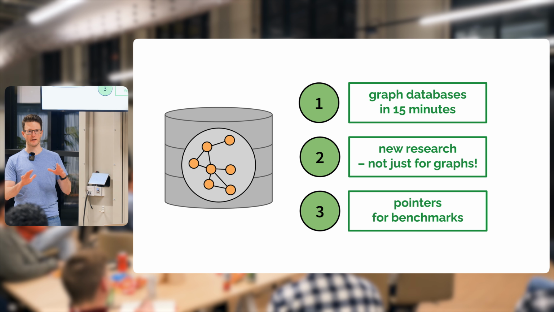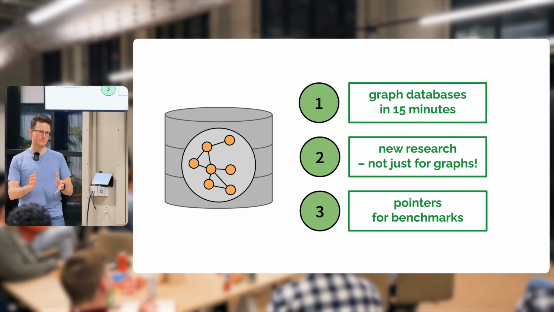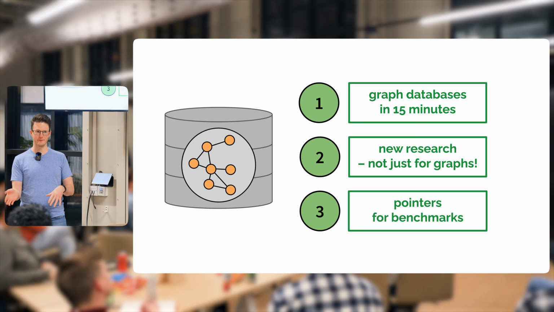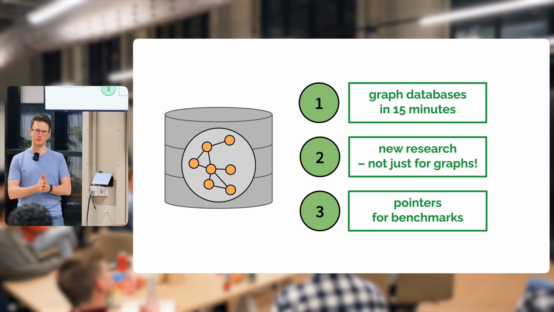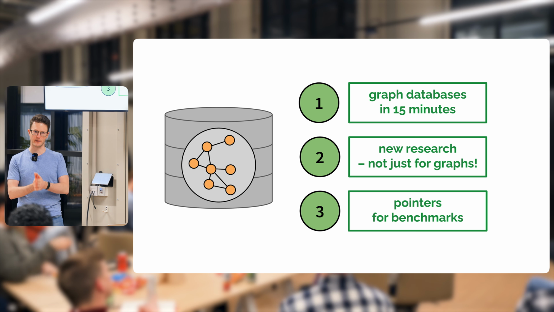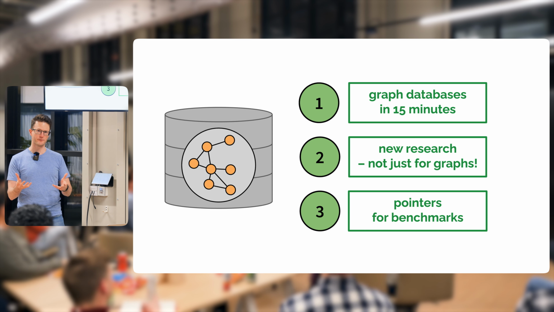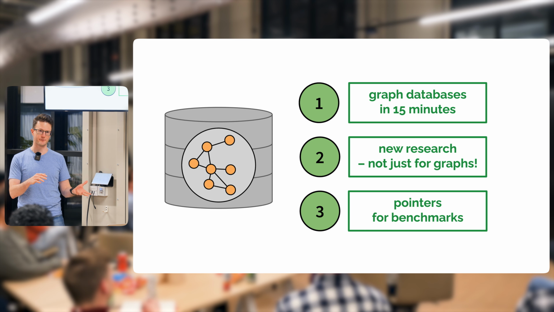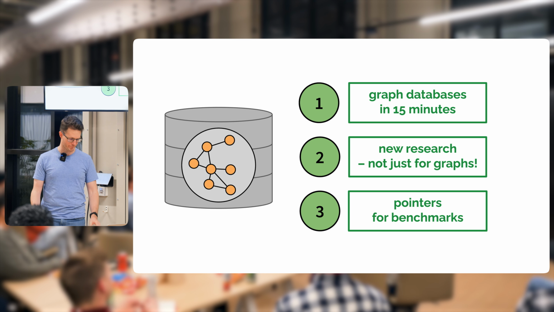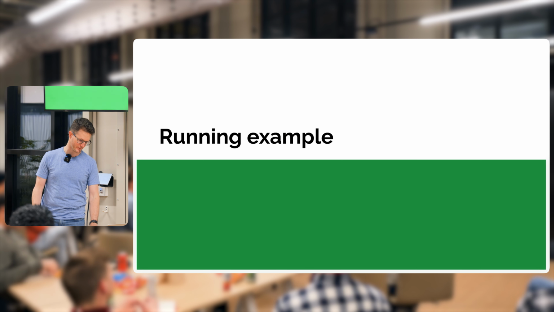In this talk, I have three major topics. The main part is graph databases in 15 minutes, a zero-to-hero approach to give you the big categories and the significant systems of graph databases. Then a bunch of new research results that are interesting for graph databases, but also interesting in a more generic sense. And then finally, it's benchmark time for databases.